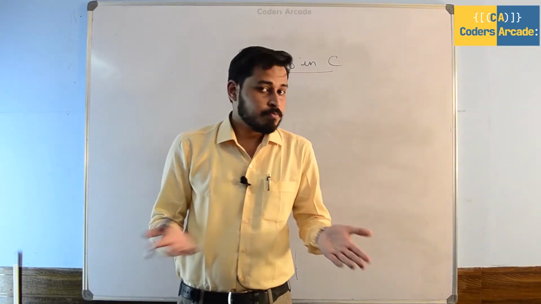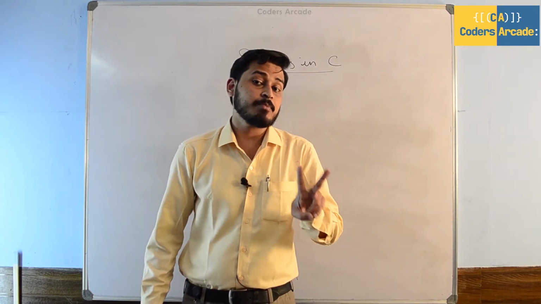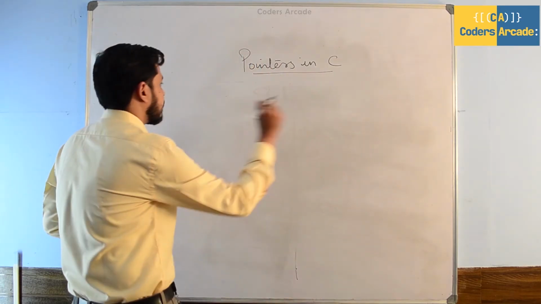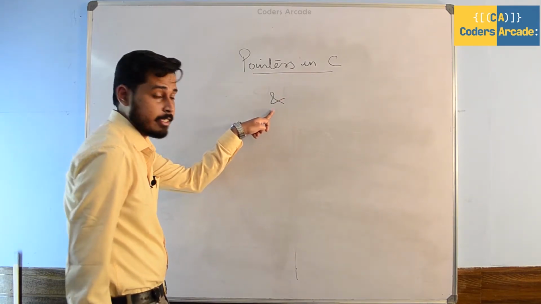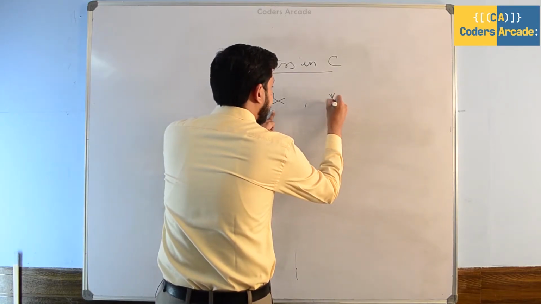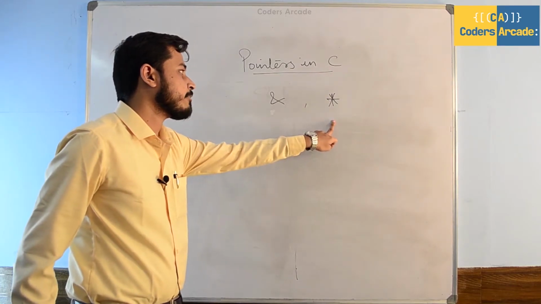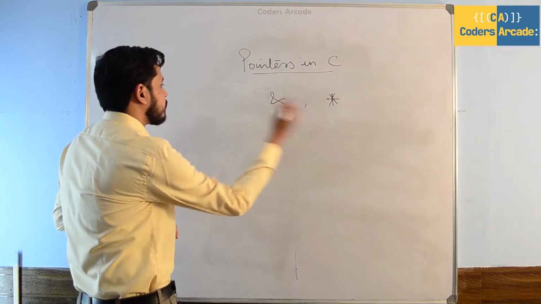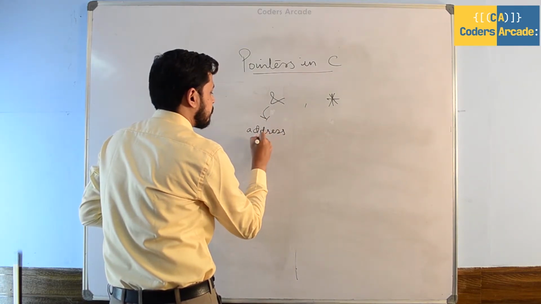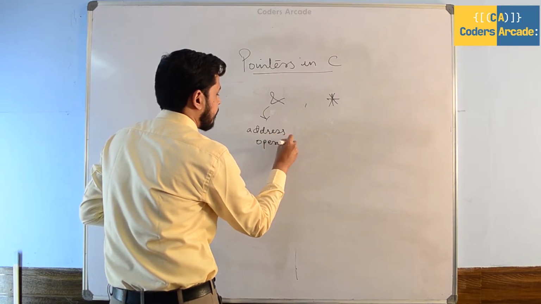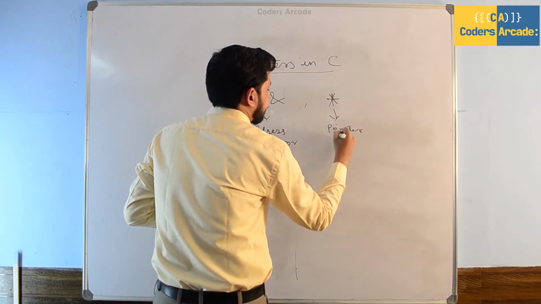Now, in the pointers concept, whenever we do any kind of operations, we use only two types of operators. The first one is the ampersand, or the address operator, and the other one is the pointer operator. So these are the only two operators that we use when we work with pointers. This is what we call the address operator, and this is the pointer operator.